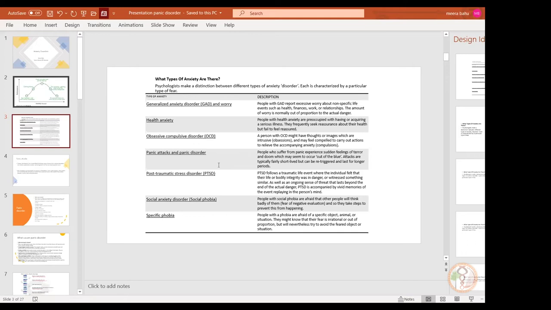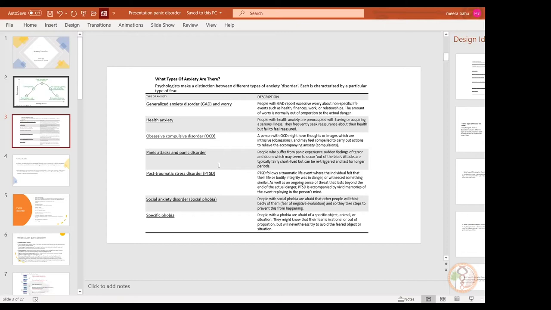So these are the things that we talk about as PTSD, as a result of these symptoms. I might send you a talk related to PTSD, so you can have a look at that.